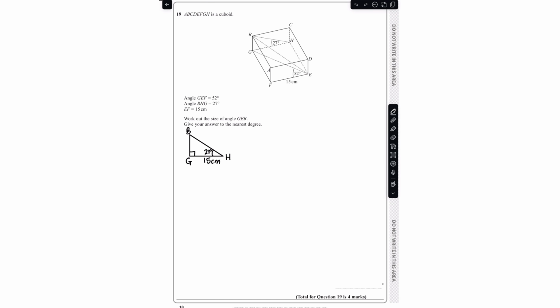Here we are given the adjacent side, so I'm going to call this A, and we need to obtain the side BG, so I'm going to call that x. And that's our opposite. And using the tangent function, we can state that tan 27 equals x over 15. So x, which is also BG, equals 15 times tan 27. And that gives us approximately 7.64 centimeters.